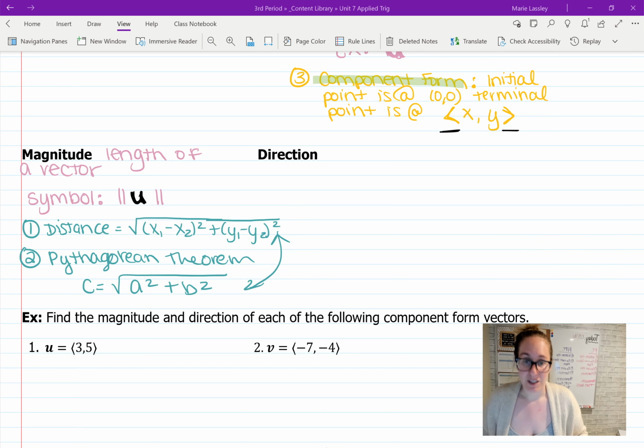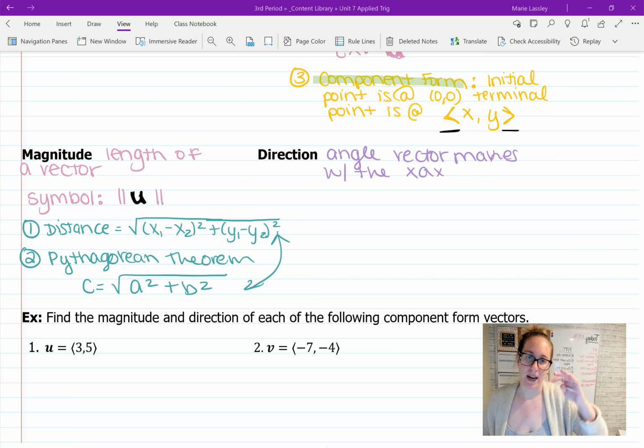All right, the last piece is direction. We know that this is the angle our vector makes with the x-axis. It's basically our reference angle, right? So it's the angle between our vector itself and the x-axis. You can always think of this as the reference angle because we've talked about that a lot.